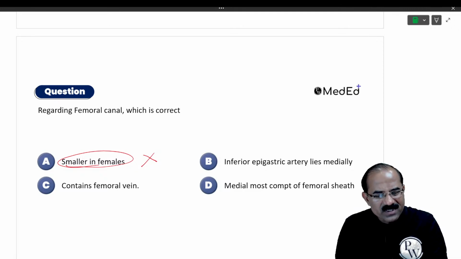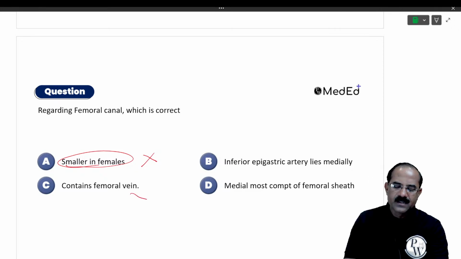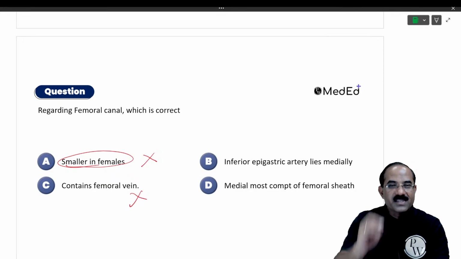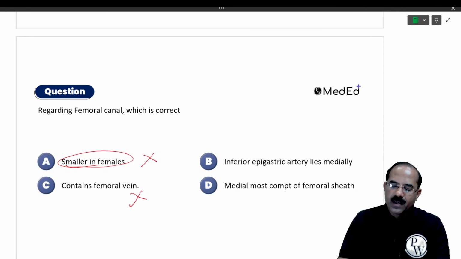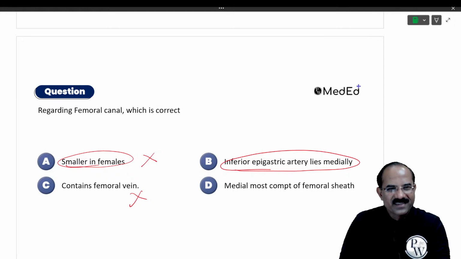Contents: the femoral vein. Is this correct, students? Is the content of the femoral canal the femoral vein? No. It is an empty compartment, right? There's a lymph node there. Inferior epigastric artery lies medially. What do you say? Is this correct, students? No.